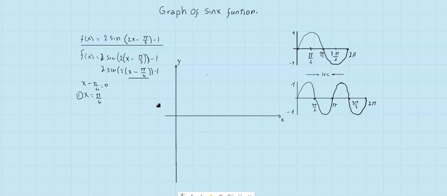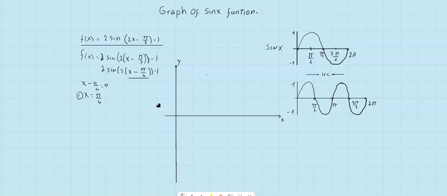Then what is our next 0? What I want you to see is, this is a standard sine of x graph. It has a period of 2 pi. The center is pi. You can see now that this equation is going to have a period of pi, from 0 to pi and from pi to 2 pi. So in a 2 pi, you're going to have two sine functions.